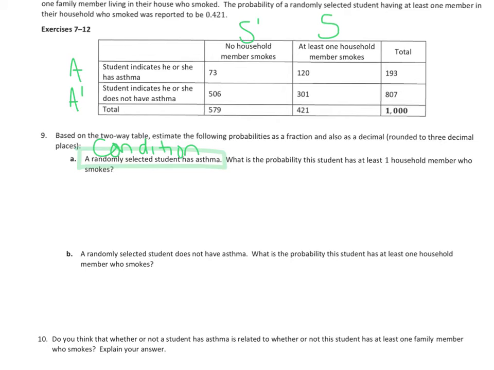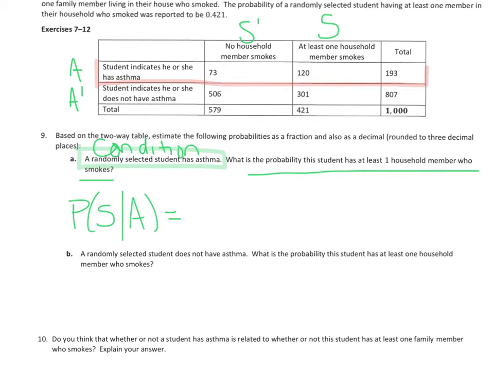Okay, so they want the probability that the student has at least one household member who smokes. So what I'm doing is the probability that someone smokes given they have asthma, because that is my condition. That's what's happening first in this problem. So I'm going to look at my table, and my condition is having asthma, so all I care about is this row. The probability that someone is smoking given the child has asthma would be 120 out of 193, and that would get me 0.622 as a decimal.